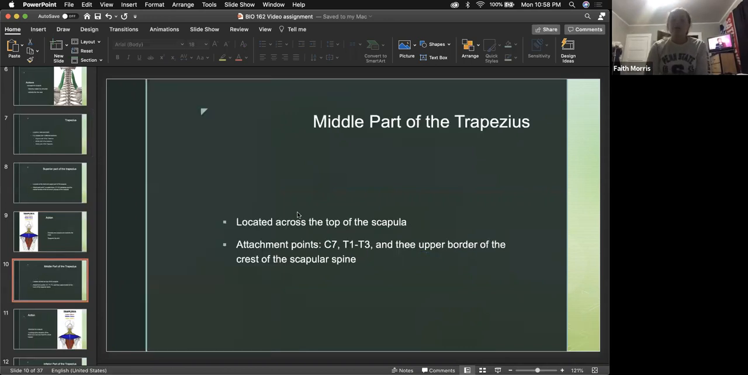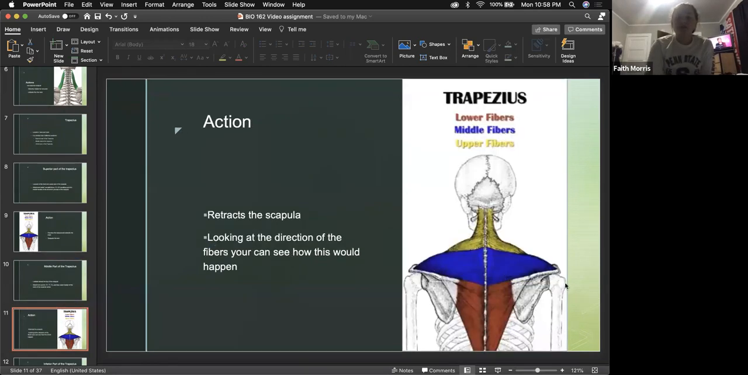The middle part of the trapezius is located across the top of the scapula, so it's like a straight line. The attachment points are C7, T1 through 3, and the upper border of the crest of the scapular spine. So that's this blue section here. Its action is that it retracts the scapula, and looking at the direction of the fibers, you can see how that would happen: when you constrict it, it goes towards the spine.